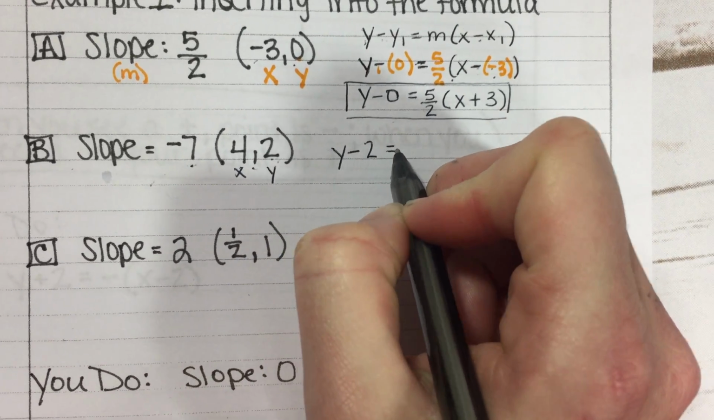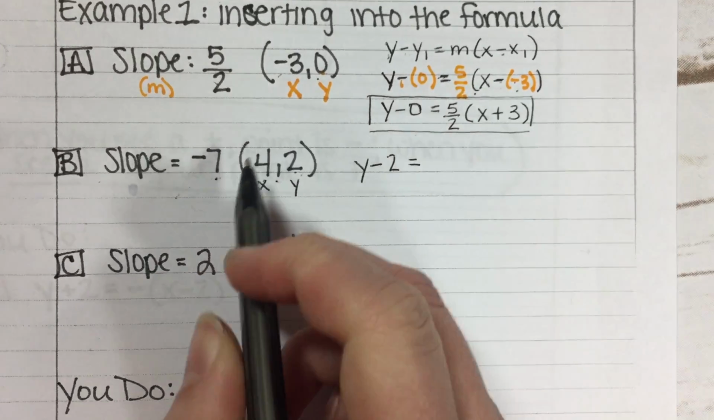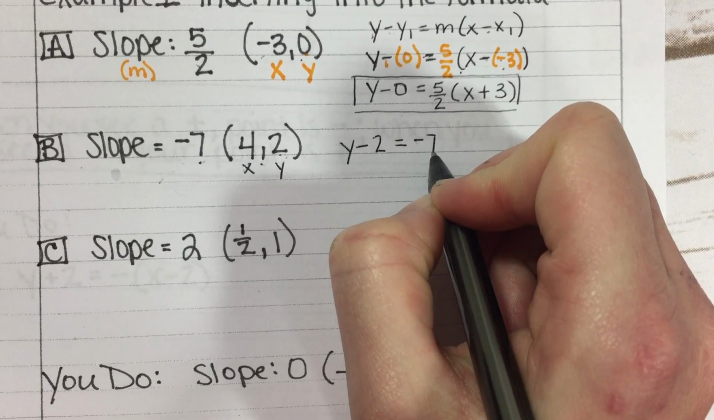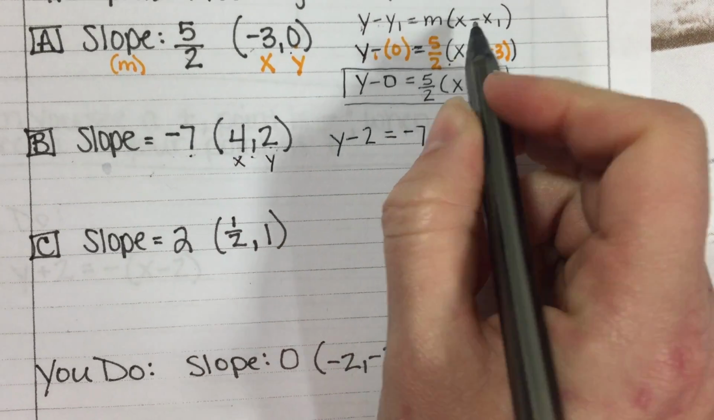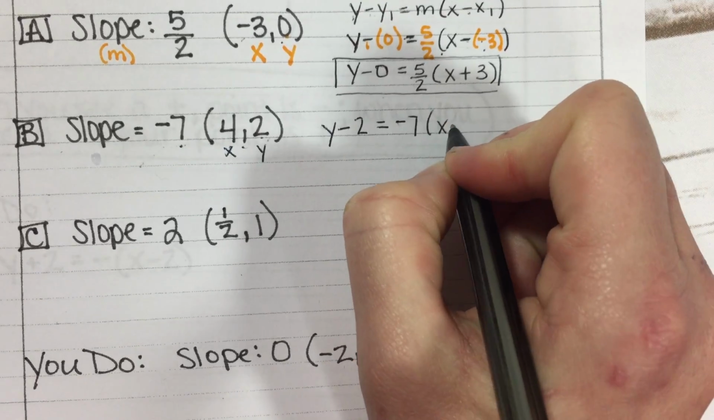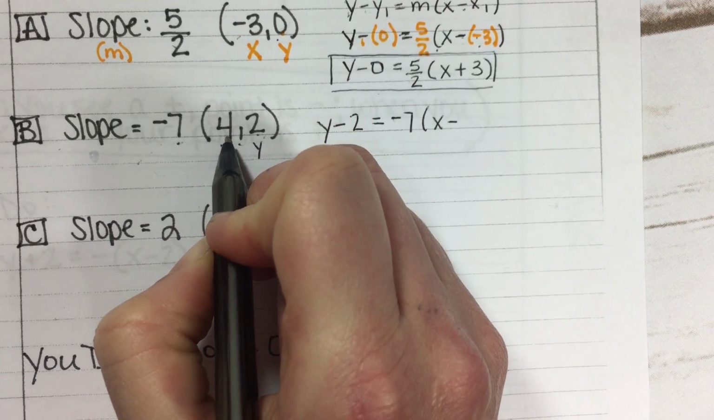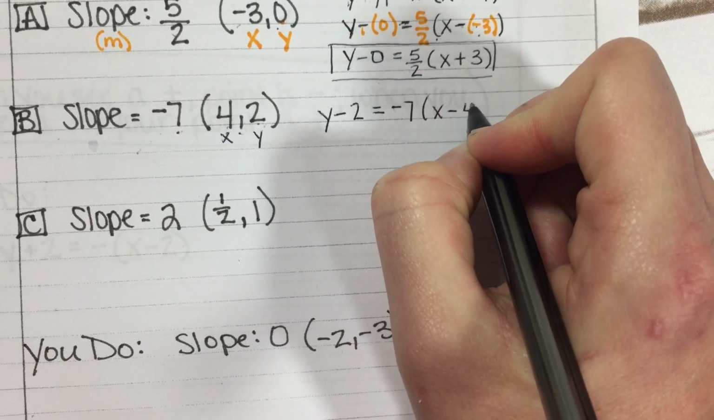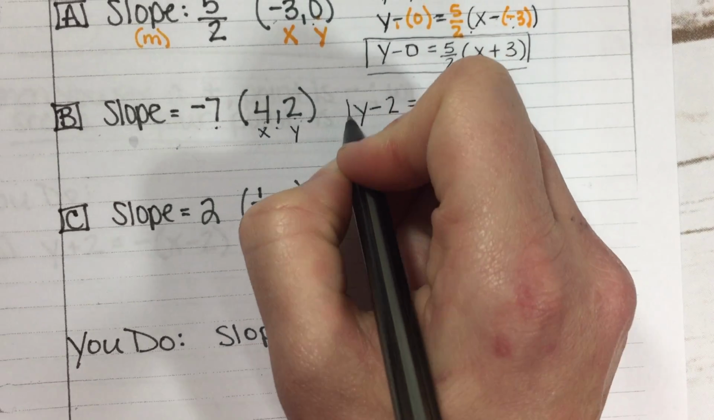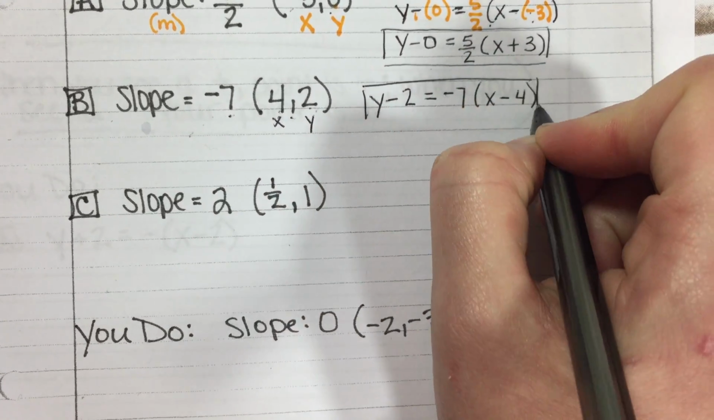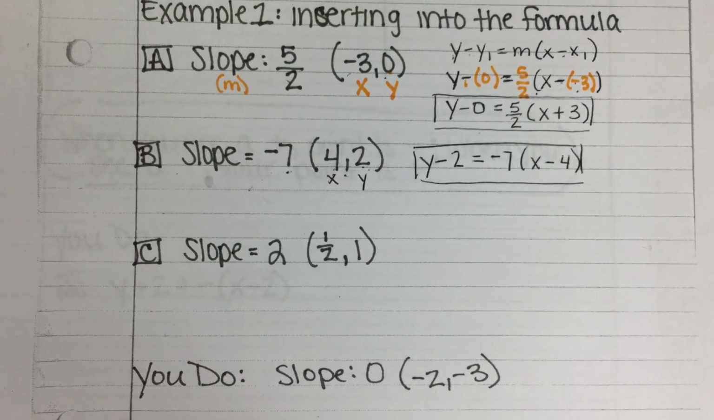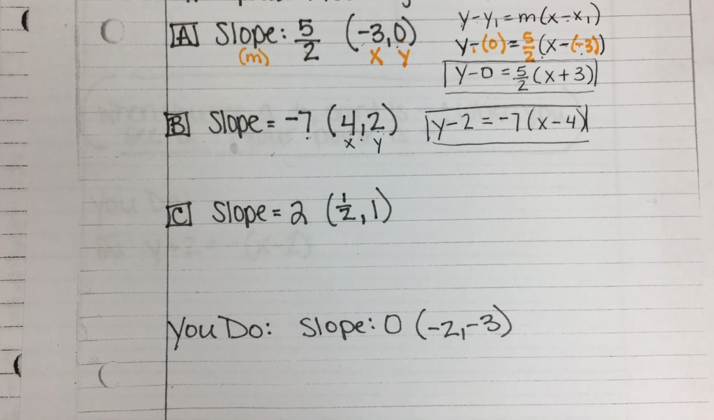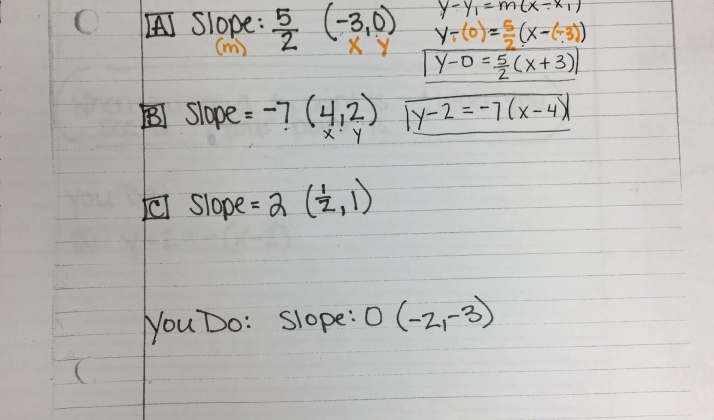I bring my equal sign down. Now I need my slope, which we said was -7. I have my quantity, and my x minus, and then I need to replace it with my x value, which we see here is the number 4. And ta-da, there is my final answer. It's not meant to be difficult by any means. It's just a process of making sure we're plugging in the correct values.